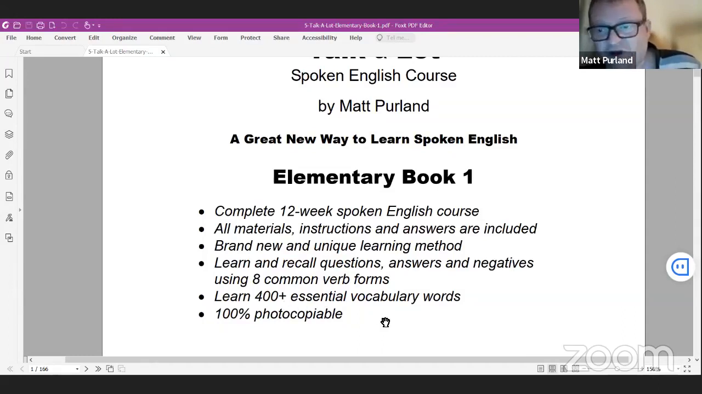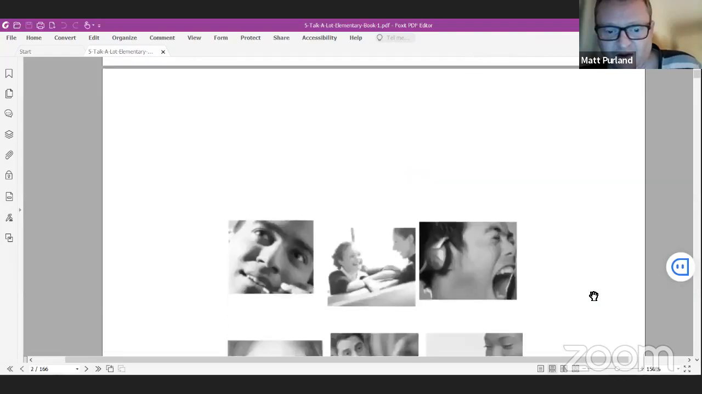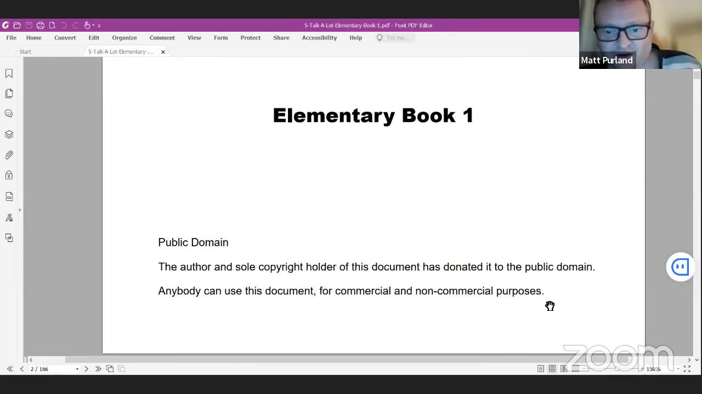What's not to like? You know, you could produce your own version of this book. Maybe increase with your own materials and sell it. Do what you want, you know, put a barcode on it and you can do whatever. It's free, public domain. Enjoy it. The author and sole copyright holder, that's me, of this document has donated it. I've donated it to the public domain. I don't want it back. I'm never going to ask for it back. Anybody can use this document for commercial and non-commercial purposes. So it's for you, it's all for you.